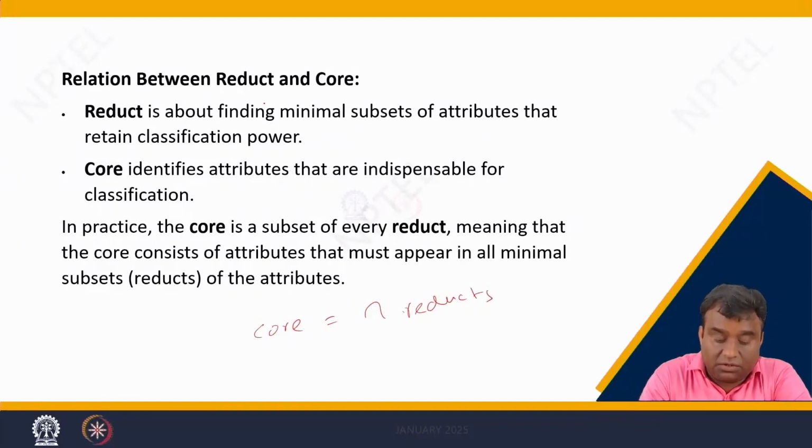Relation between reduct and core. Reduct is about finding a minimal subset of attributes that retain classification power. Core identifies the attributes that are indispensable for classifications. In practice, the core is a subset of every reduct, meaning that the core consists of attributes that must appear in all minimal subsets of the attributes. We have discussed that core is the intersection of all reducts.